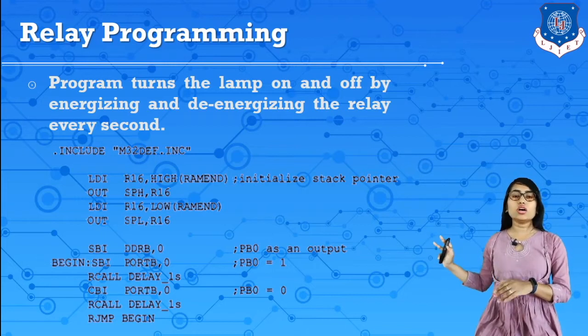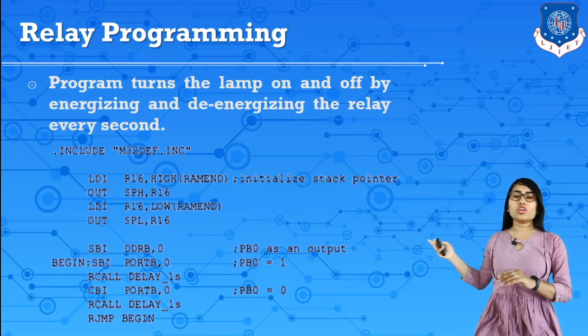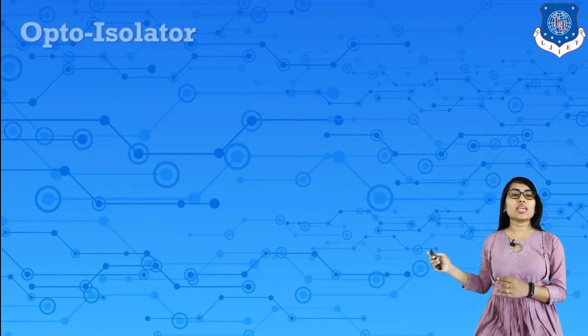So this is how we can make any port pins either 1 or 0, and according to that we can try to glow LEDs, or we can send some data depending on conditions. So this is how relay programming can be done.